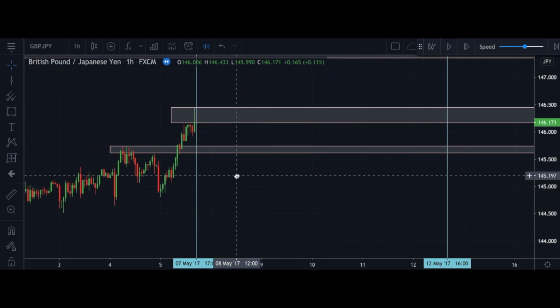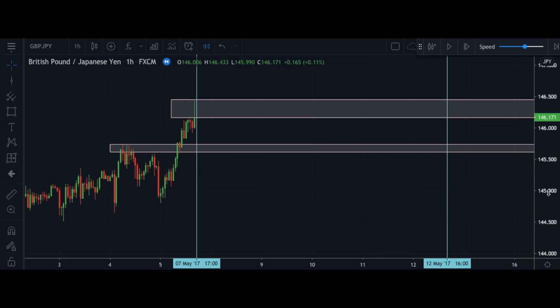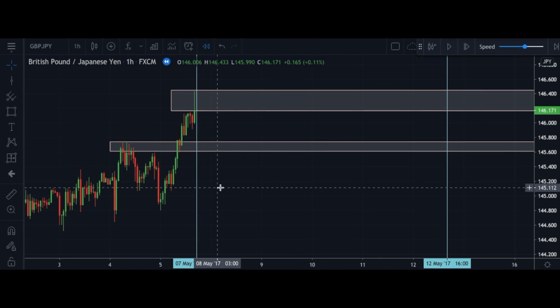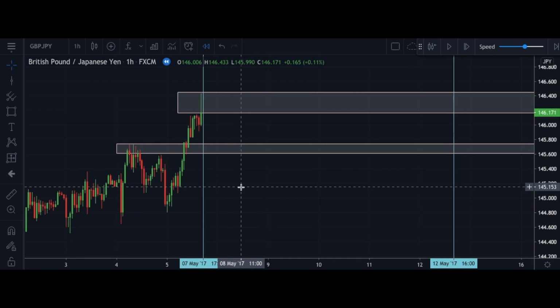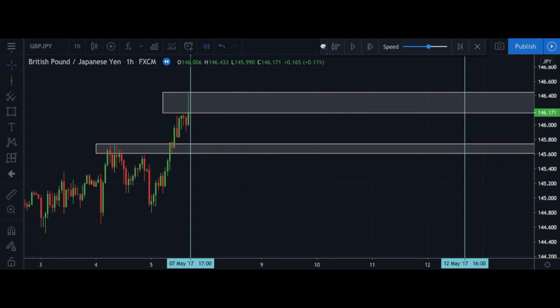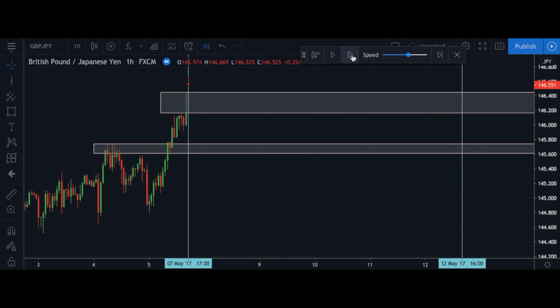So for me, I like to trade the break and retests of a zone and a trend. Or if I see a major zone being rejected, let's say a double top, double bottom, then I like to trade that as well. So what I'm gonna do, I'm just gonna use this feature up here. It lets me go forward, so I'm just going to start moving forward.